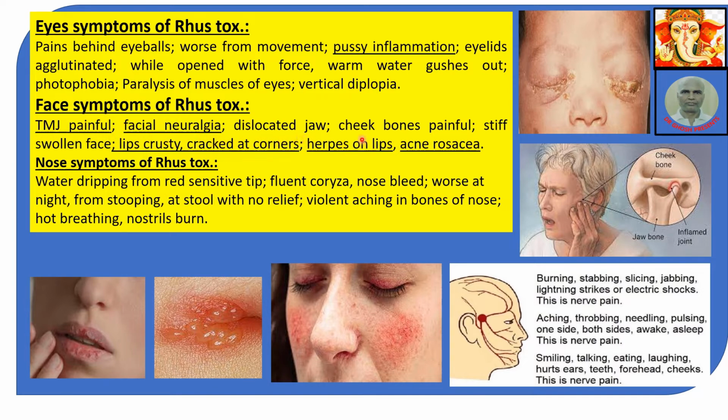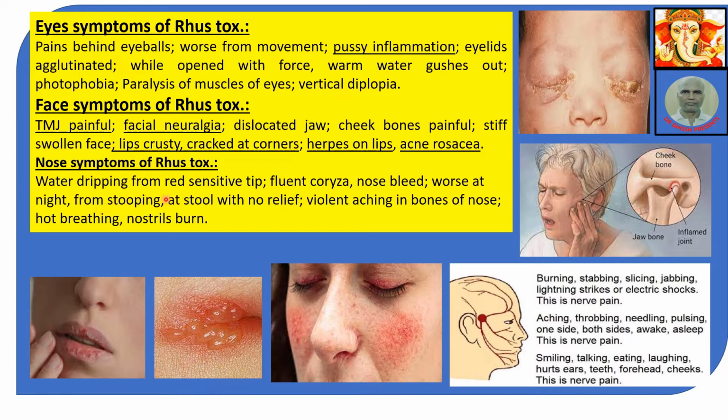Dislocated jaw. Cheekbone painful. Stiff, swollen face. Lips crusty, cracked at corners. Herpes on lips. Acne rosacea. This is acne rosacea. Nose symptoms of Rhus Tox.